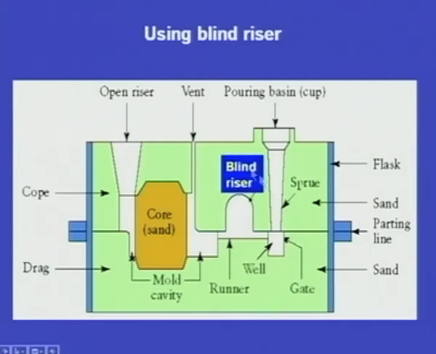On the other hand, there is a blind riser which is totally inside the mold. Unlike the open riser, it is not exposed to the atmosphere. So, less heat goes to the mold wall. So, the metal in this blind riser will be in liquid state for prolonged time, and if there is any shrinkage cavity, the liquid metal from the blind riser will compensate that shrinkage cavity. So, by using a blind riser we can prevent shrinkage cavity.